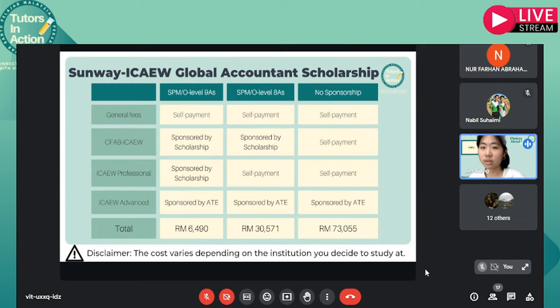As you can see, if you have the scholarship, you have to get 9 A's and above, and you would get your CFAP sponsored and your professional level sponsored. So in total, you just have to pay 6,000 ringgit. But if you get 8 A's, you would be sponsored for your CFAP only, and professional level is self-payment. And if you don't have any sponsorship, you would have to fork out a total of 73K.